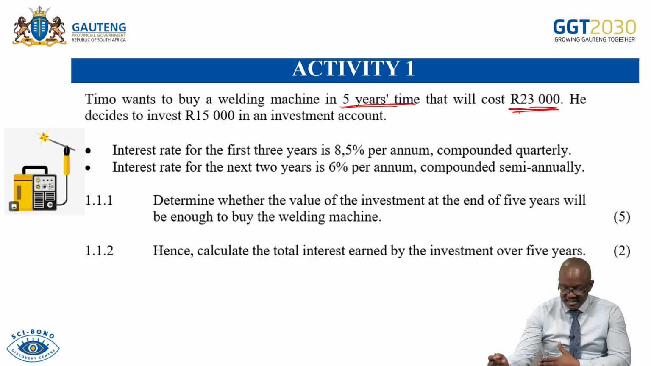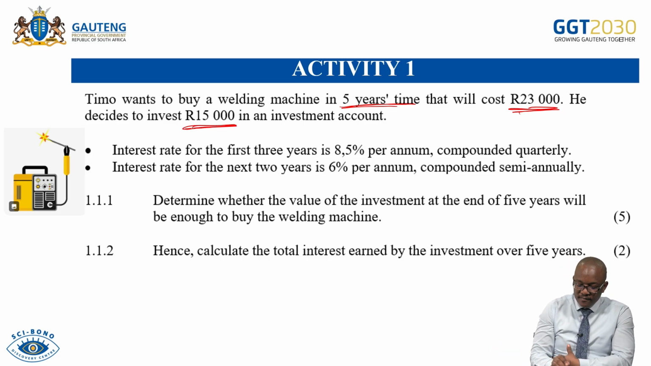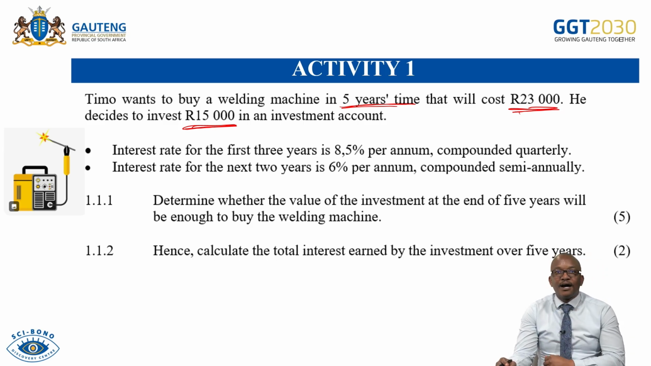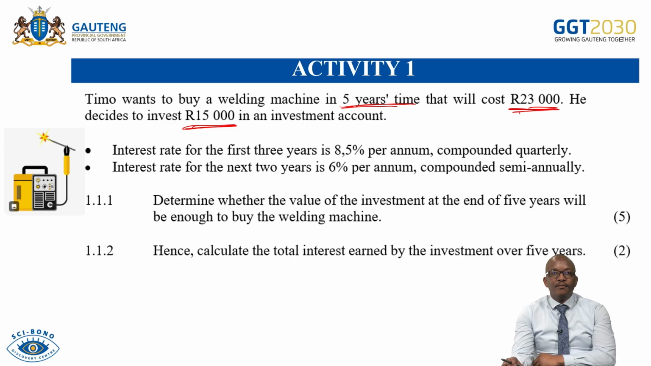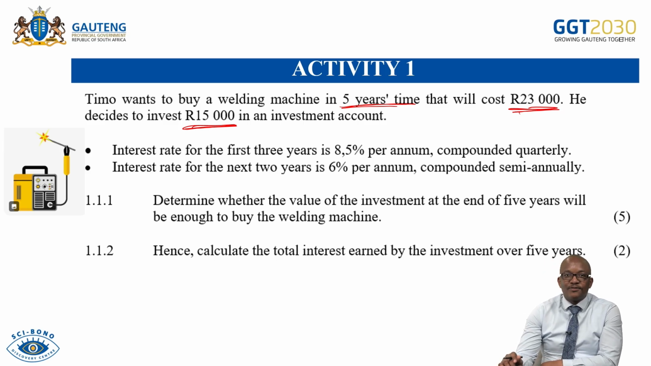Then he wants to invest the amount of money, which is 15,000 rand, in the account. For how many years? For 5 years. Our first bullet says the interest rate for the first 3 years is 8.5% per annum, compounded quarterly. The second bullet says the interest rate for the next 2 years is 6% per annum, compounded semi-annually. Correct, that is our statement there.